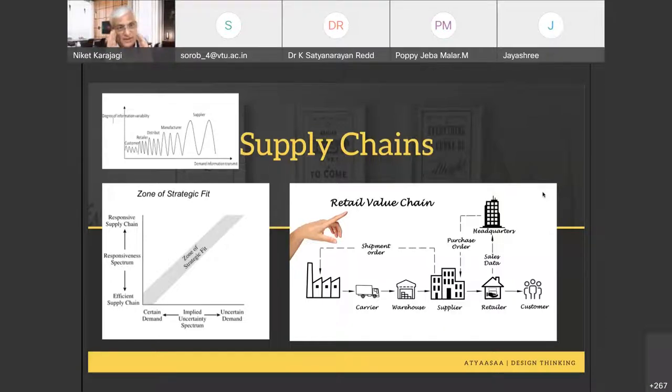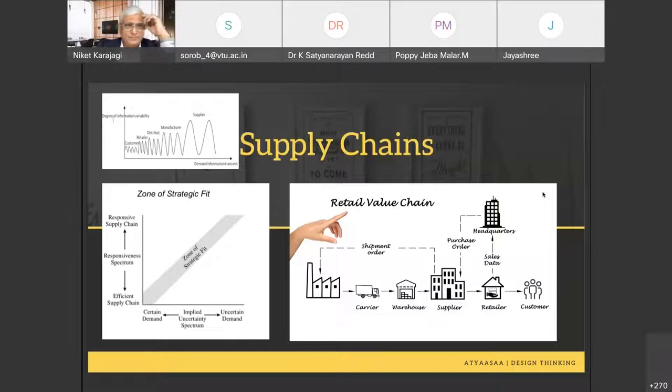Now, there is this zone of strategic fit, and that is what is a design thinking problem. The design thinking problem is that we need to balance how we are going to meet the uncertain demand, and how we will ensure the responsiveness and the efficiency of a supply chain at a balanced level, something that is okay with the customer and something that is okay with the organization also. Because what is okay with the organization is normally not okay with the customer, and what is okay with the customer is not okay with the organization. Giving you a simple rule, simple formula.